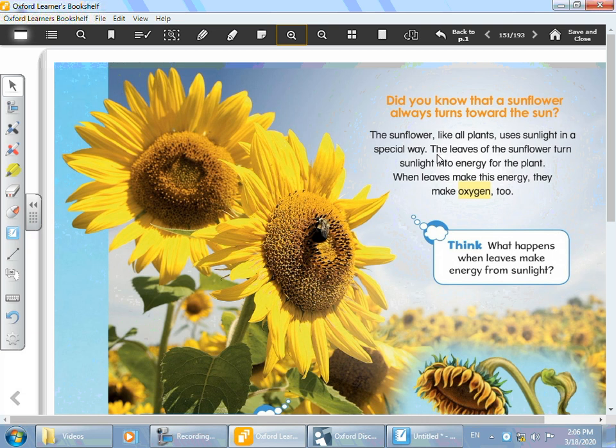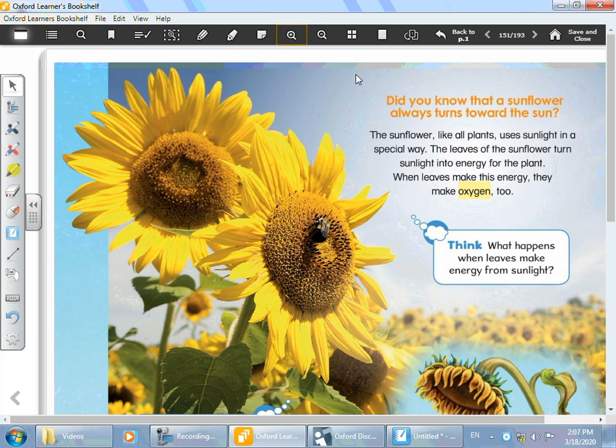Now, here up it says, did you know that a sunflower always turns toward the sun? Wow, this is a very exciting information. So it always turns and faces the sun. The sunflower, like all plants, uses sunlight in a special way. How? The leaves of the sunflower turn sunlight into energy for the plant. So it takes the sunlight and turns it into energy for the plant.